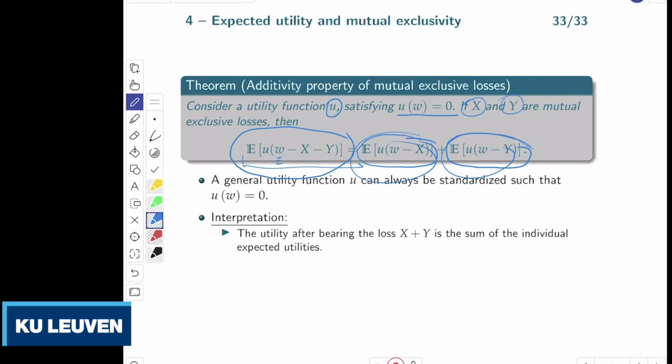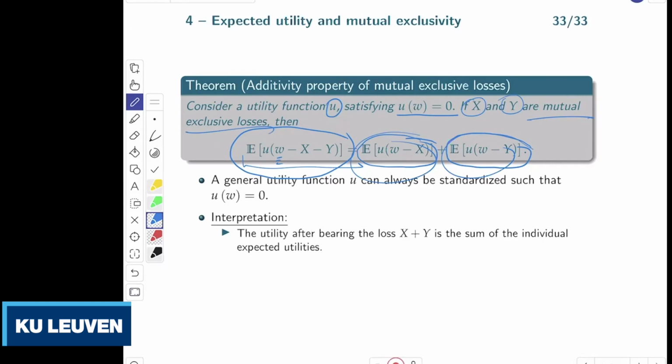With this theorem, you can link the two. You can start from an expected utility of X and Y where you think, well, probably you need the joint CDF here, but then you do some calculation and you see that it decomposes in a part with X and a part with Y. It's what we call a decomposition formula. And important here is that we need that they are mutually exclusive. That's the first important observation of this formula.